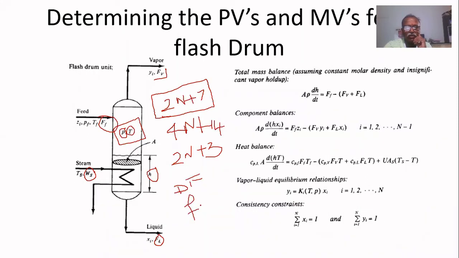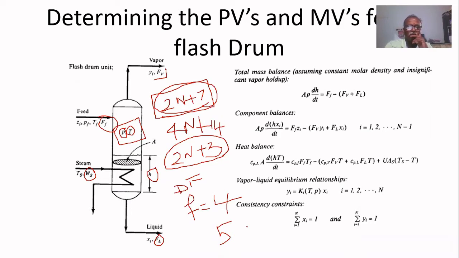Therefore, degrees of freedom F equals 2n plus 7 unspecified variables minus the number of equations relating all these variables. So 2n plus 7 minus 2n plus 3, we will get 4. Therefore, degrees of freedom for this flash drum is 4. That's why we can control only 4 variables. If you try to control a 5th variable, then there will be a contradiction among the control loops.